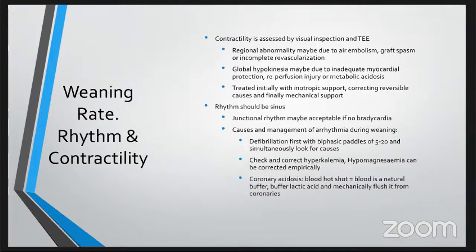Junctional rhythm may be acceptable if at an acceptable rate, with no bradycardia. As for the causes and management of arrhythmia during weaning: defibrillation first with the biphasic paddles of 5 to 20 joules, and simultaneously look for causes. Check for and correct hyperkalemia. Usually hypomagnesemia can be corrected empirically, and for coronary acidosis, sometimes give a hot shot to act as a buffer and wash out these metabolites.